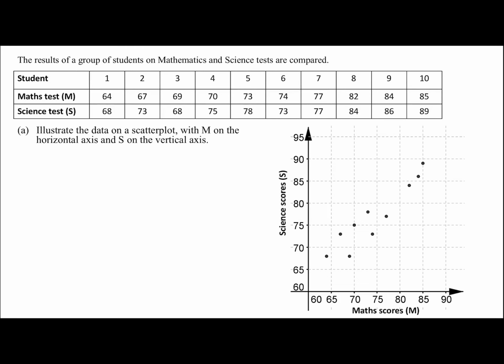We have already covered in another lesson how ordered pairs of data can be plotted as dots on a number plane. So first ordered pair 64, 68, 67, 73, 69, 68, 70, 75, 73, 78, and so on.